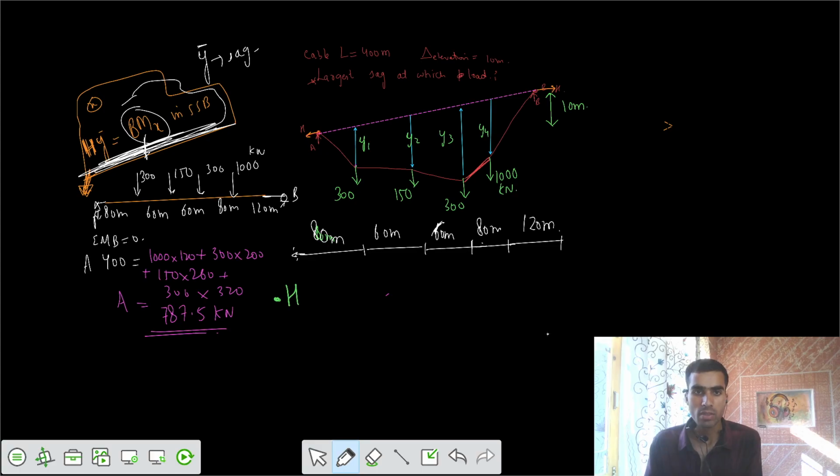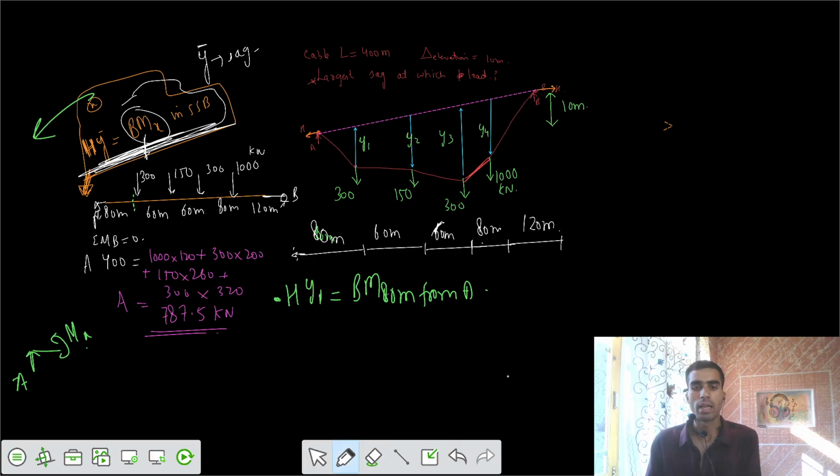If I write H times y1 equals the bending moment at that section, that is the bending moment at 80 meter from A. If I know the bending moment at this location, 80 meters, there is only one load, that is the reaction A, and there is some moment Mx at that location. So I can get the bending moment value at that section x. In this way, H times y1 equals reaction A, 787.5 kilonewton, into a length of 80 meter. So I got the first value.